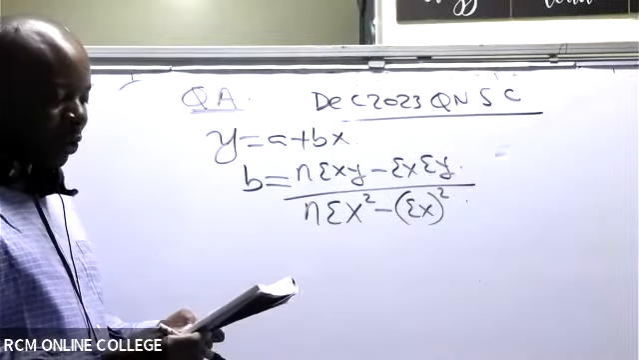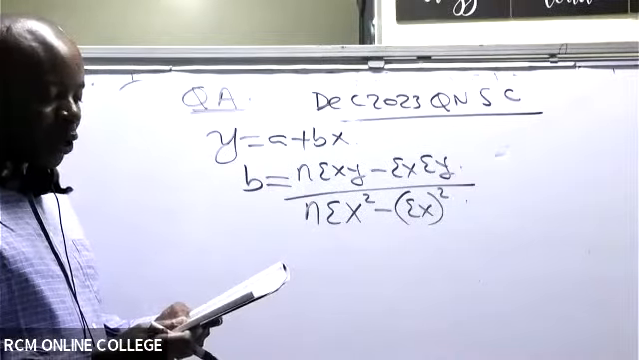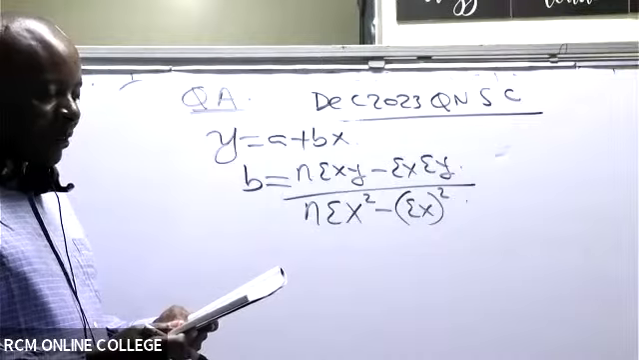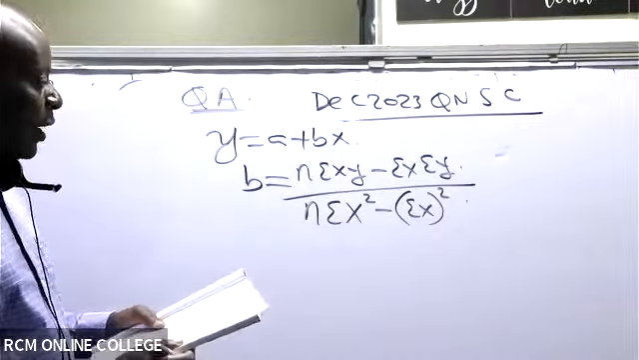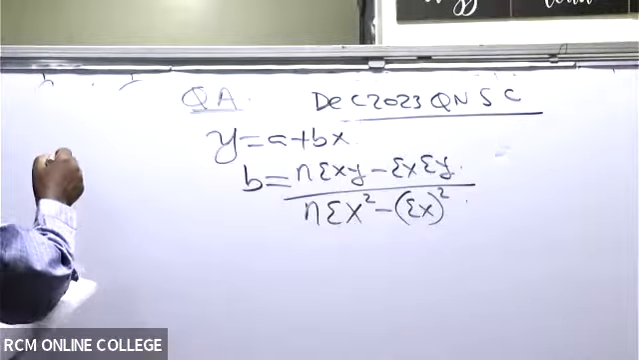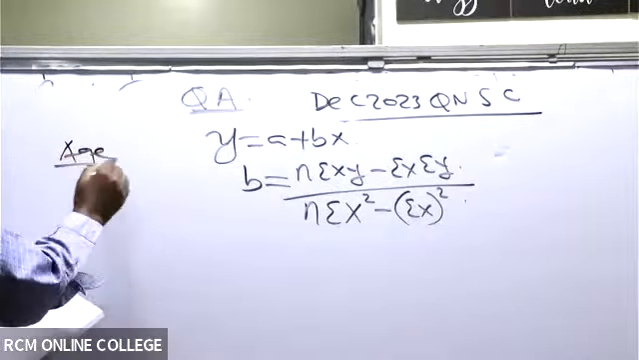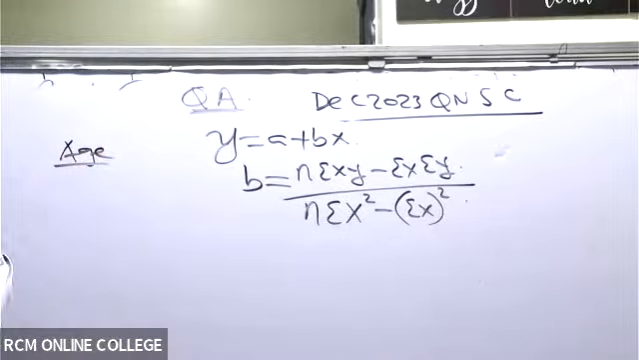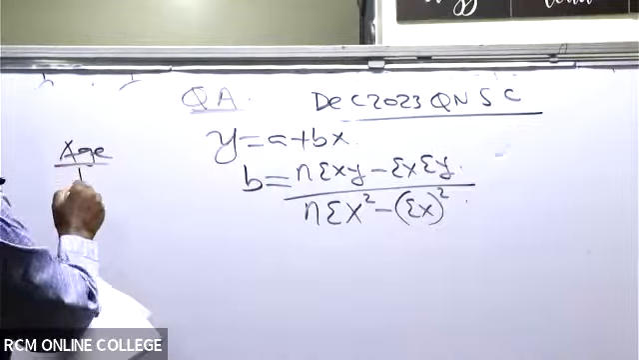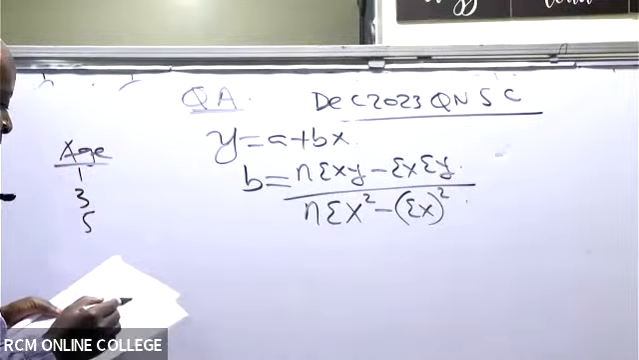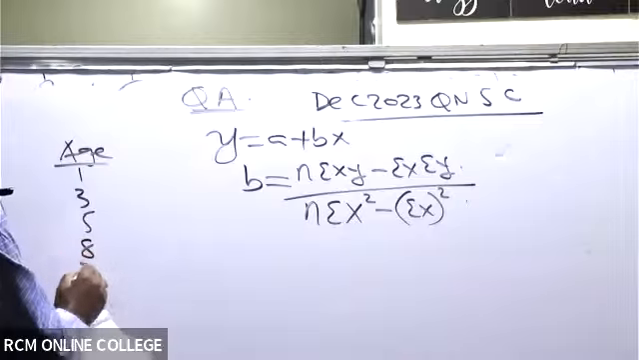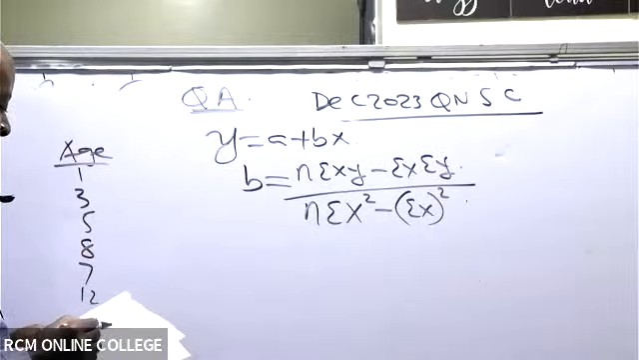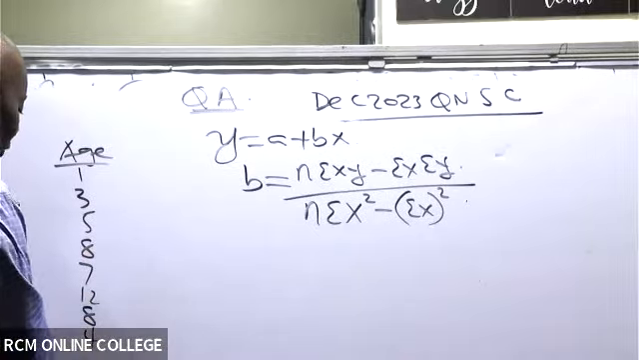I would want us to write this question down. That's December 2023, question number 5C. Please try getting it. We have age here: 13, 5, 8, 7, 12, 8, 4.